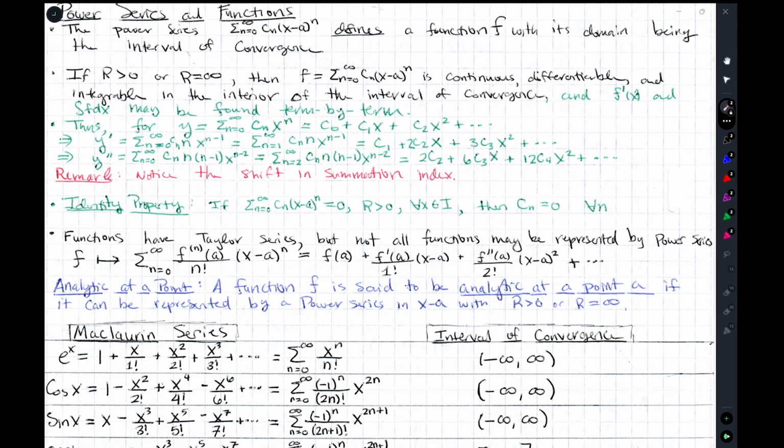Now, what about those functions which can be expressed as a power series? We give those a special name. A function f is said to be analytic at a point a if it can be represented by a power series in x minus a with r being strictly greater than 0 or r equal to infinity. So those functions that can be expressed as a power series are important, and we call them analytic. We give them a special name.